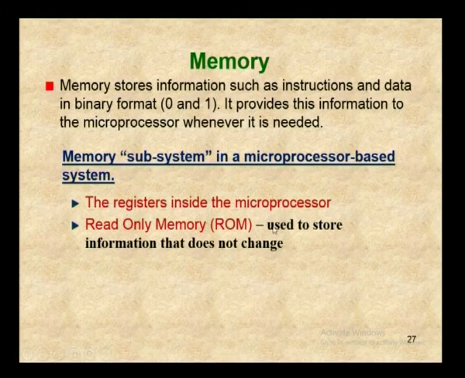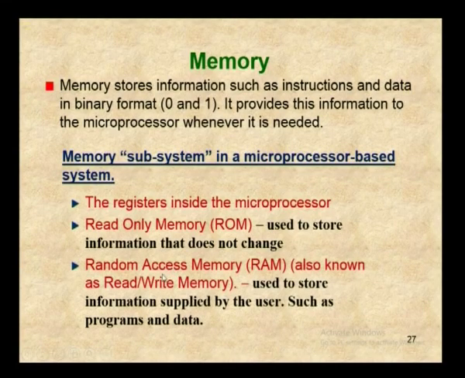Then apart from that, the program, say the operating system, has to be stored permanently. That should not get erased. So you have read only memories, called ROM, and then you have random access memory. In this memory you can store the data and manipulate it, then again store new data, and if the power supply goes, whatever data is there will get erased.